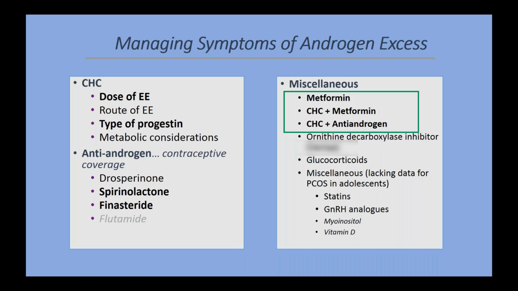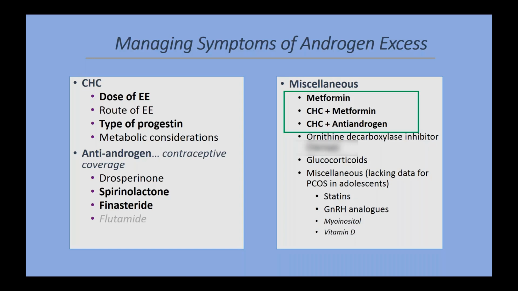Combined hormone contraceptives with the use of an anti-androgenic progestin such as drospirenone have been validated in the adolescent population with PCOS. Spironolactone and finasteride have sparse data in the adolescent population, but efficacy is well established in the adult population. If being considered for adolescents, one must take into consideration the need for reliable contraception, given the potential for teratogenicity. Now let's switch to the panel on the right.